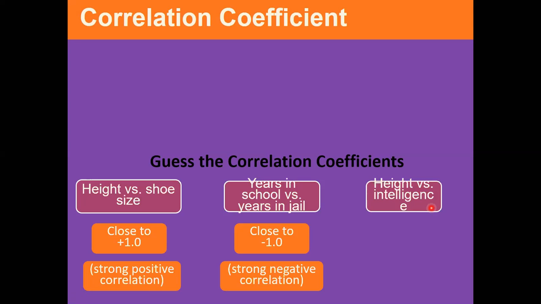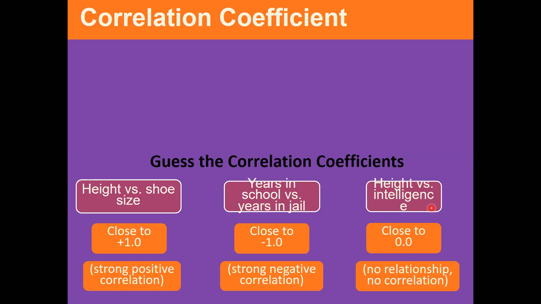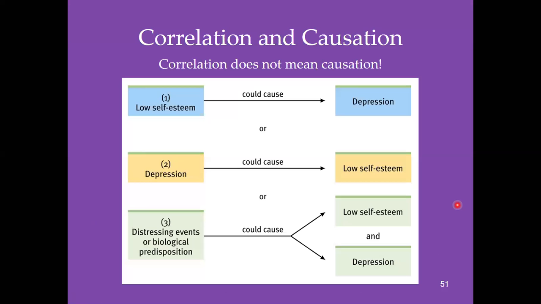Is there any relationship between the two? And in fact, studies indicated no, there doesn't seem to be any relationship, any correlation between those two things. You can't predict a person's intelligence by knowing their height at all. Okay, so now what we should also know, though, is that correlation does not necessarily mean causation.